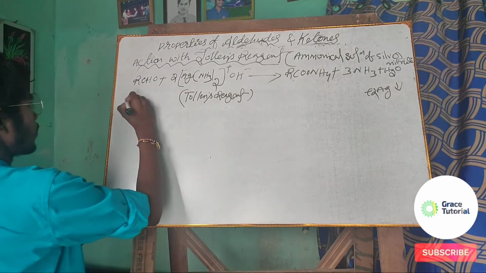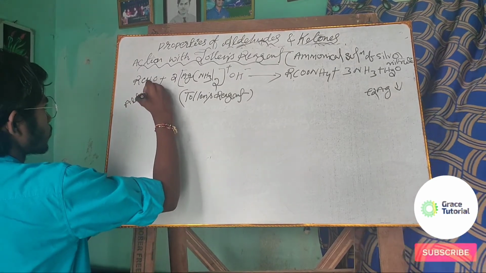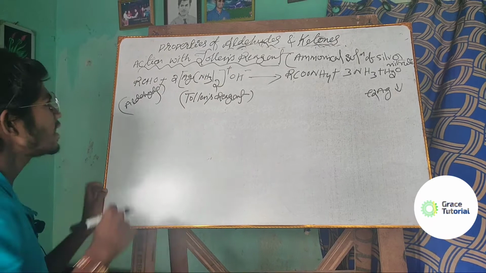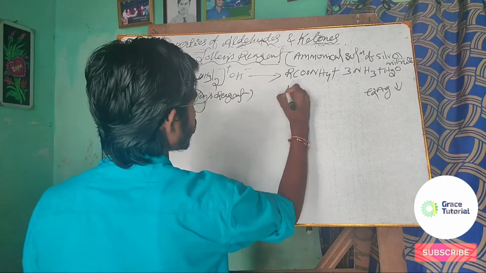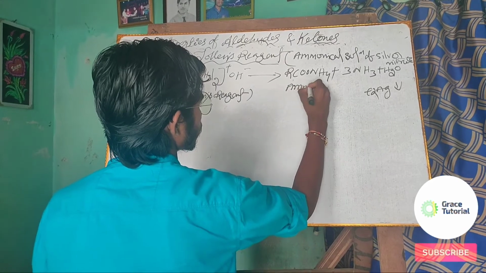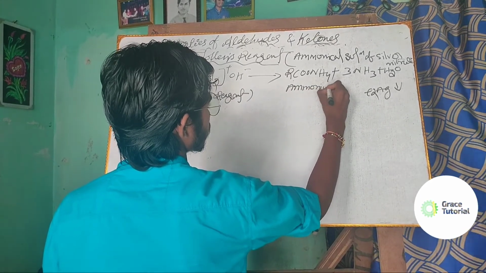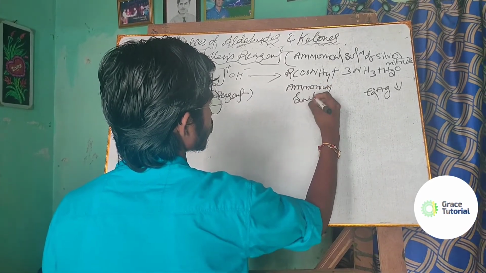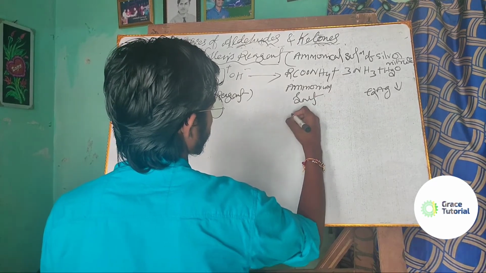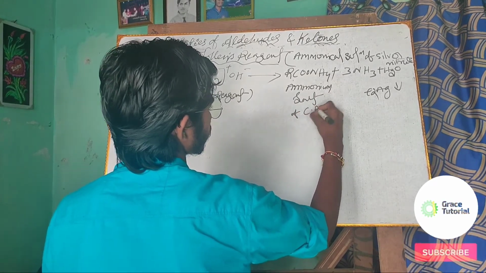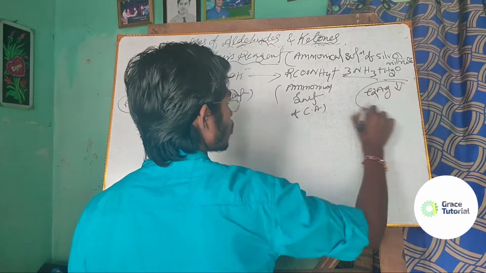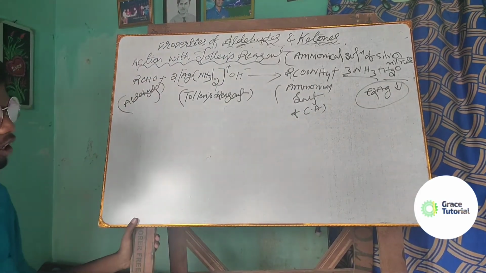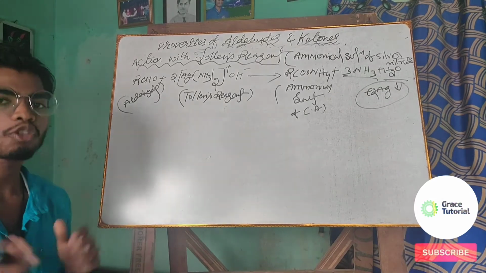And aldehyde. So when aldehyde reacts with Tollens reagent, then the ammonium salt of carboxylic acid is obtained, along with 3 molecules of ammonia, water, and most importantly, a silver mirror. So that's the most important thing to remember.